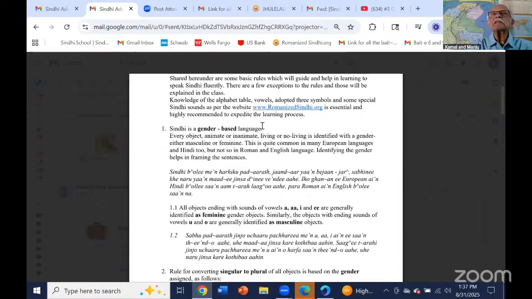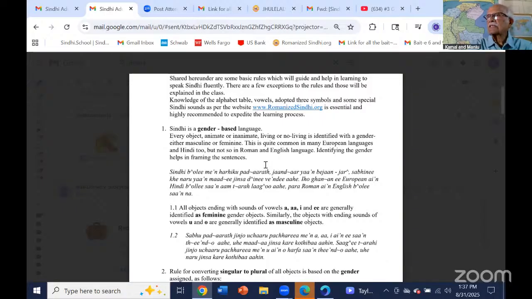The Sindhi is a gender-based language. Every object, animate or inanimate, living or non-living, is identified with a gender, either masculine or feminine. This is quite common in many European languages and Hindi, but not so in Roman English language. Identifying gender helps in framing the sentence.